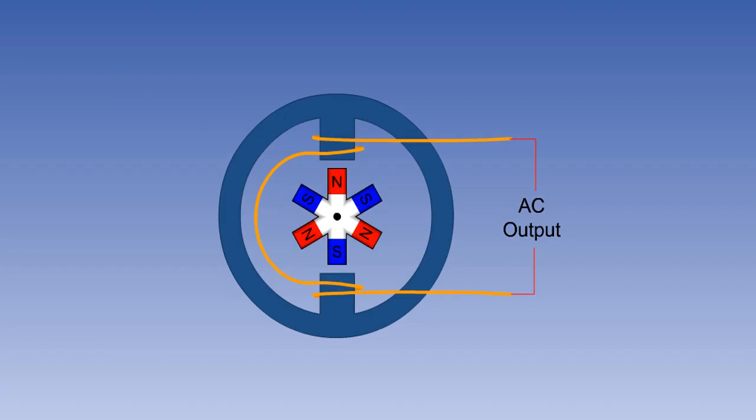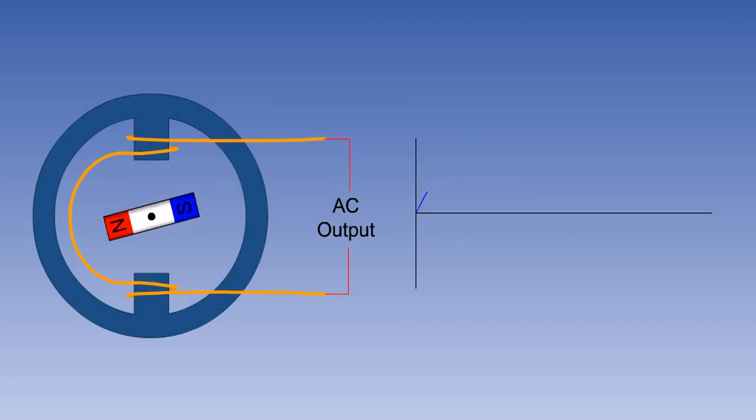The field may have more than one pair of magnetic poles. Shown here is a generator with 3 pairs of poles. Aircraft AC generators normally have 6 or 8 poles. A cycle is completed each time a north and a south pole of the magnetic field move past the armature.